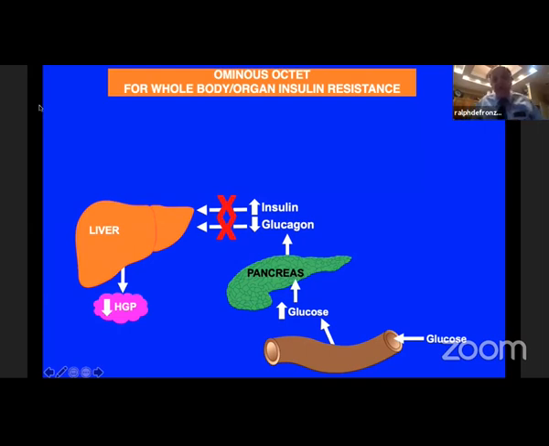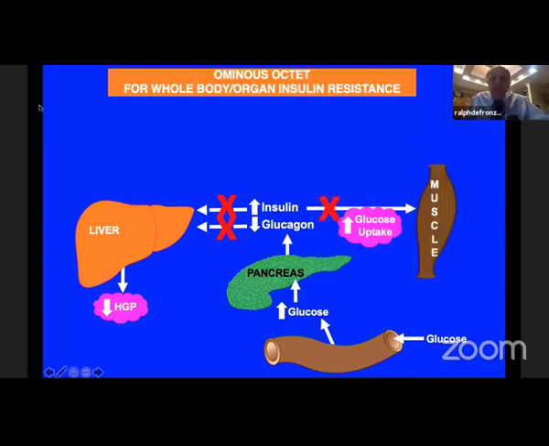This leads to an increase in the fasting glucose and impaired suppression of hepatic glucose after a meal. I think everybody who's listening in is very aware of the fact that the ability of insulin to stimulate muscle glucose uptake is severely impaired. And I'm going to take you through the biochemical, cellular, and molecular etiology of this insulin resistance in a few moments.